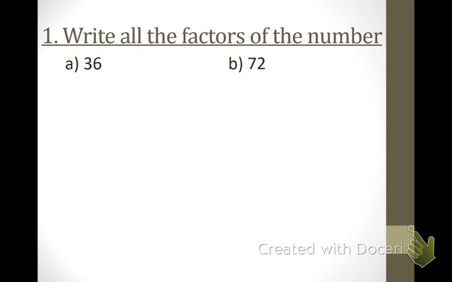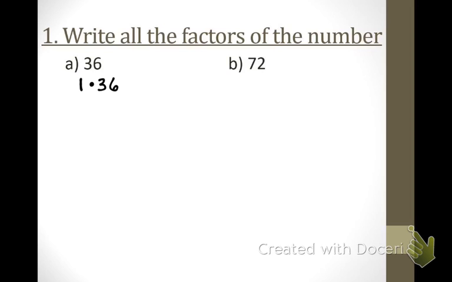Guys, look at your definition once again at the very top. What is a factor? Any number multiplied by another number. Any number multiplied by another number. So we're going to start with the number 1. 1 times what number equals 36, guys? 36. Okay, so we're going to write this first fact down.